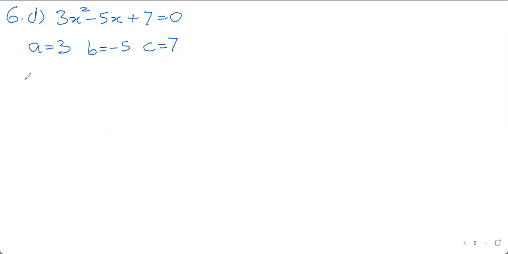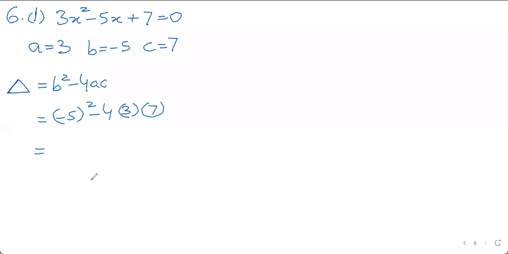If we have this correct, then we can find the discriminant. Tell me what is the formula for discriminant. B square minus 4AC. Very good. Now put the values of A, B, and C in here. So I will write minus 5 square minus 4 into 3 into 7. Solve and tell me how much you are getting. So good. We have identified A, B, and C from the general form of the quadratic equation. Then we use the formula for discriminant to find its value, which is minus 59.